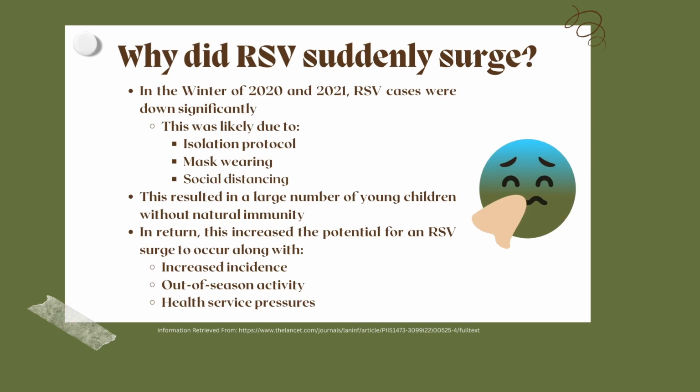As a result, a large number of young children did not develop natural immunity to RSV. In return, this increased the potential for an RSV surge to occur. And this occurs along with increased incidence and also out of season activity, which we did note on the graph. And additionally, we have seen an increase in health service pressure throughout the nation.